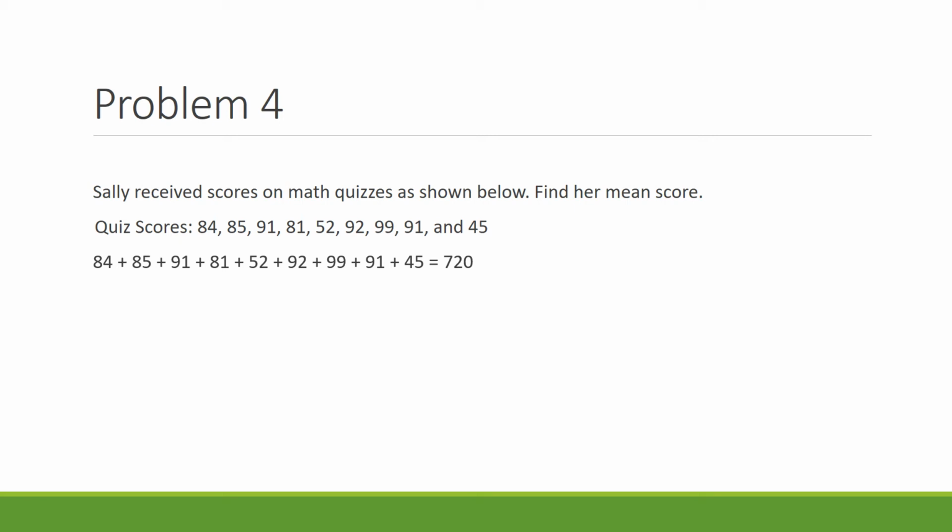To find her mean, we need to divide this number, 720, by how many are in the data set. 720 divided by 9 is 80. The mean score is 80. We chose to divide 720 by 9 because there are 9 quiz scores total.